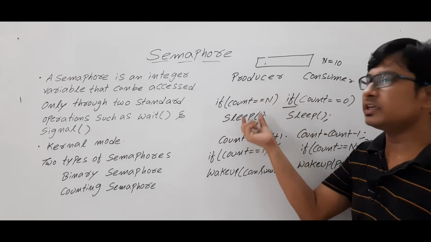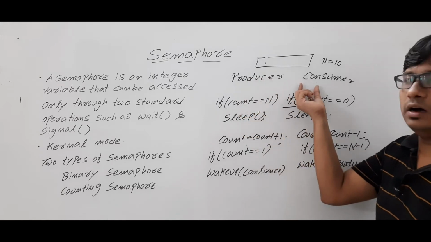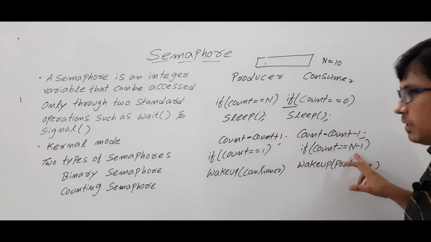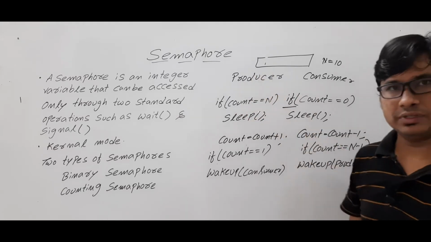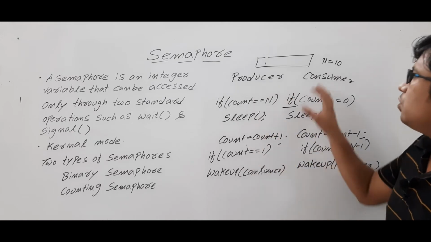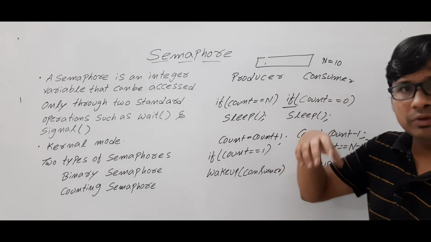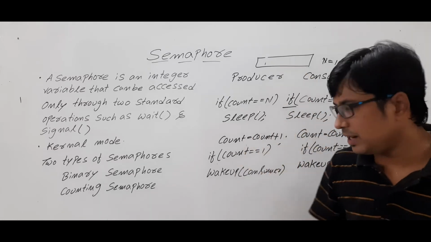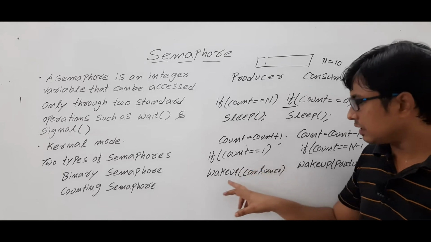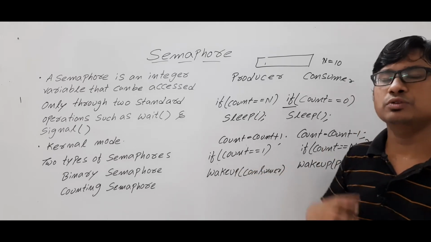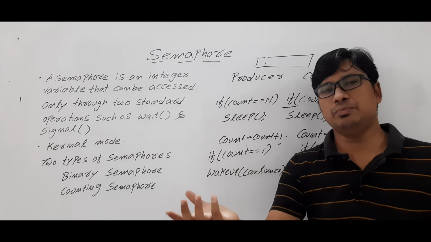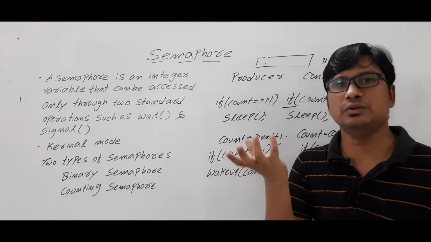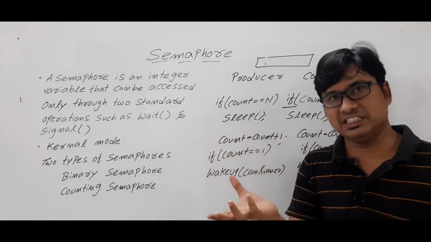What will the producer think? The producer will think, once the consumer consumes one item, count will be equal to n minus 1, and he will wake up the producer. Are you able to understand? Similarly, the consumer will think, right now before I sleep, count is equal to 0. Once the producer produces one item, count will be equal to 1, then the producer will wake up the consumer. So both of them are waiting for the other process to wake them up. So now both processes are in the sleep state, which is nothing but the block state, or the wait state. Am I right?